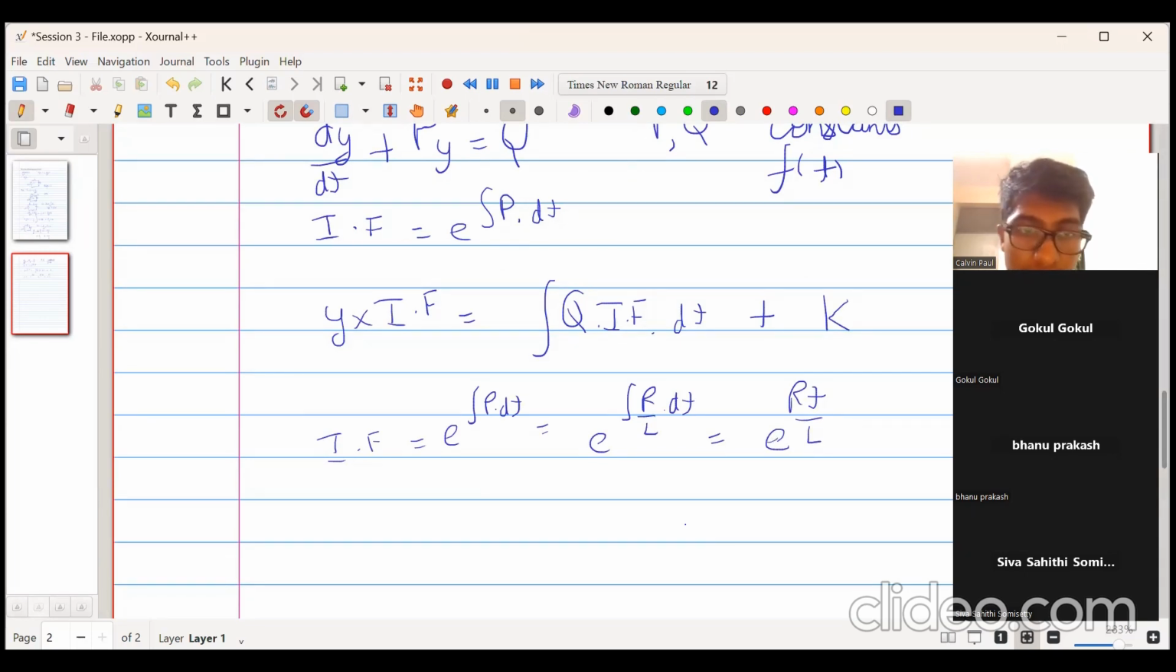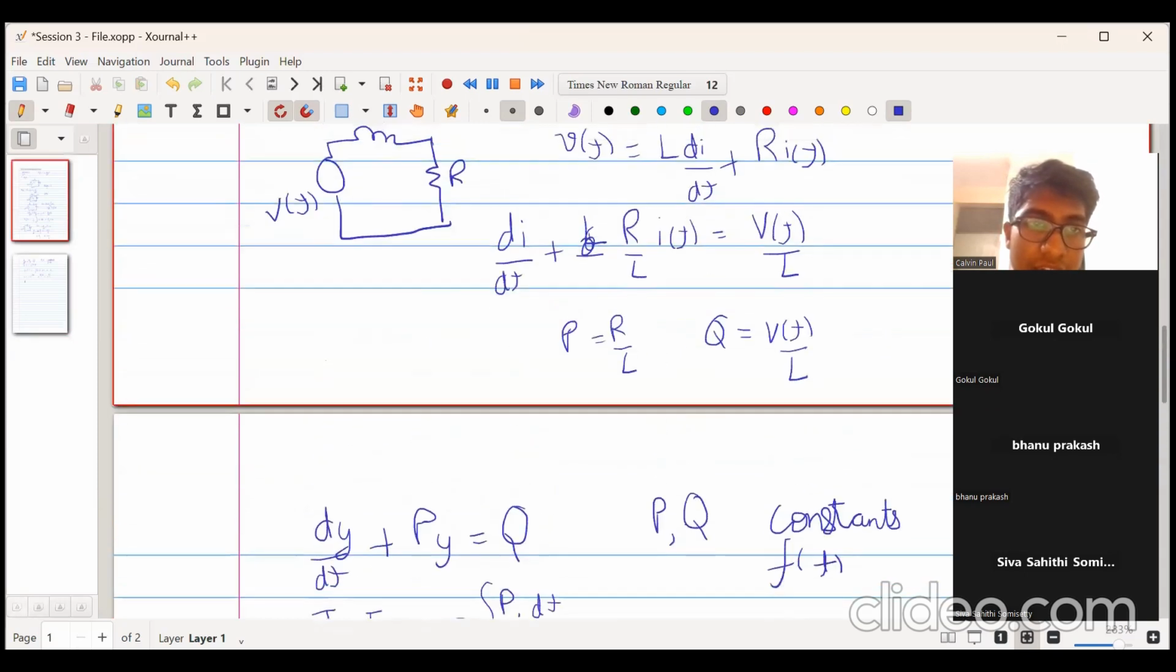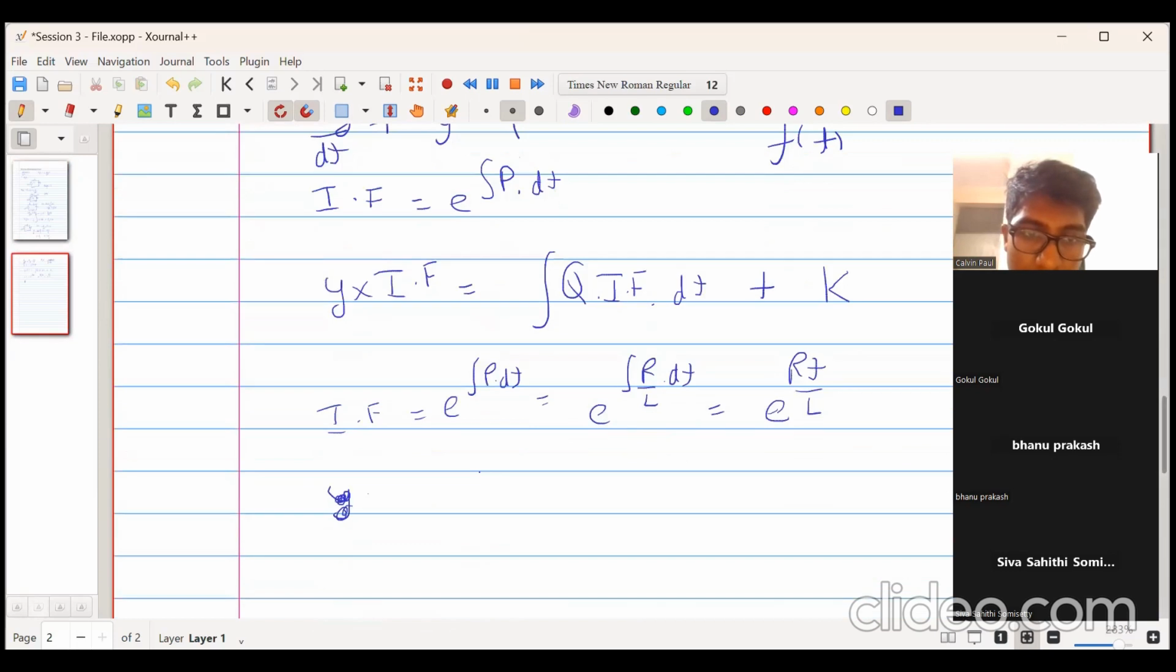Now we will solve. Here y is the dependent variable, and in our equation the dependent variable is i, current. So we will get it of this form: i into e raised to Rt upon L is equal to integration of q, which is V(t) upon L into e raised to Rt upon L dt, plus k. So this is the equation which we have found.